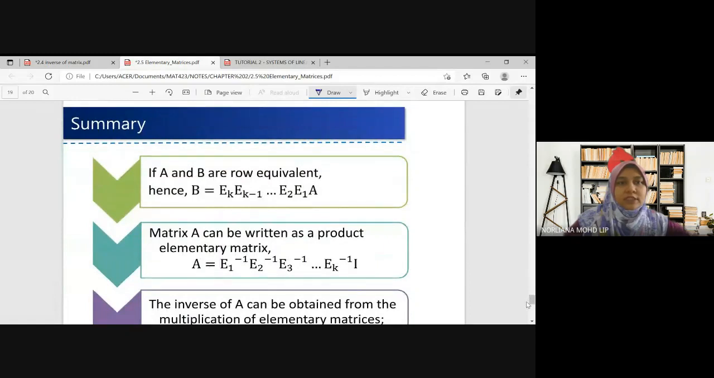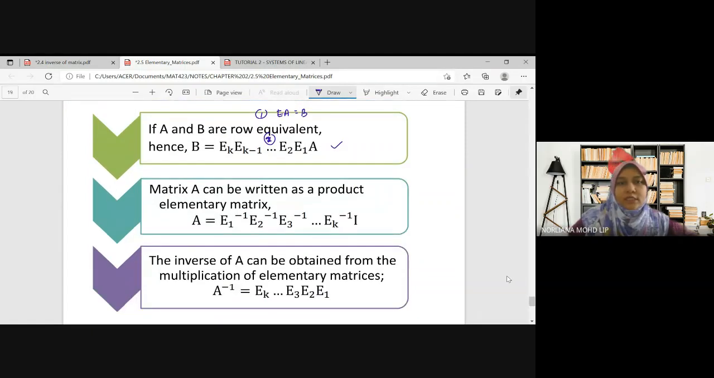Okay, another summary: if A and B are row equivalent, then B is equal to E_k times E_(k-1) times ... times E2 times E1 times A. Ini tadi theorem number 1 lah. Number 1 tadi E times A is equal to B. Number 2 ni, theorem number 2, E2 times E1 times A. Matrix A can be written as a product of elementary matrix.